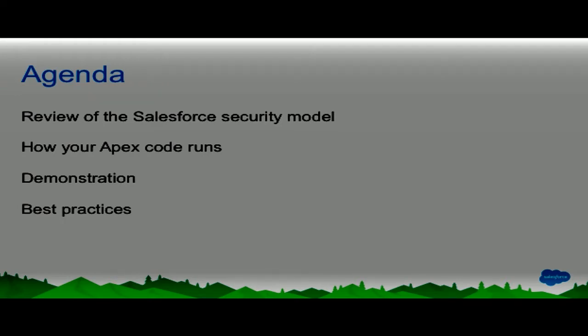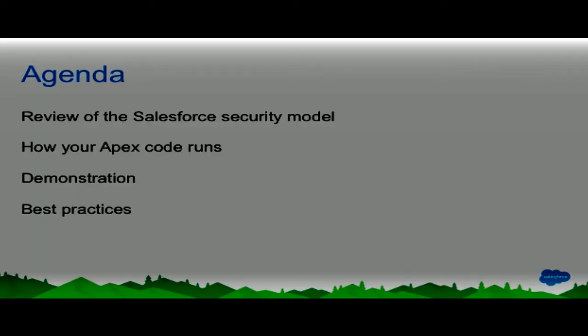So we're going to start by reviewing how Salesforce security works and what all the different pieces and parts are, because there's actually many different pieces and parts. Then I'm going to discuss how your Apex code runs relative to that Salesforce security model, what it does and what it might not do that you might expect it to do. We'll follow that with a presentation to explain some of those ideas, and we'll also show you how to fix problems that you may run into, and I'll end by reviewing some best practices.